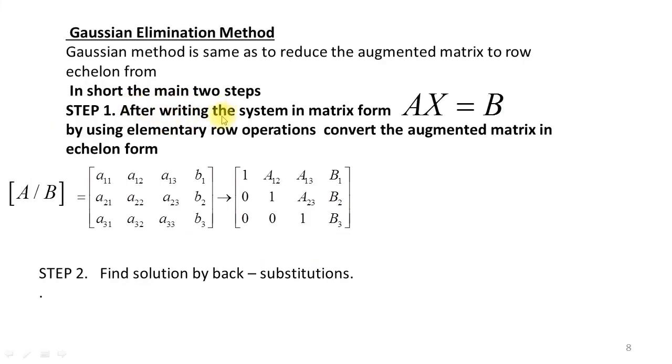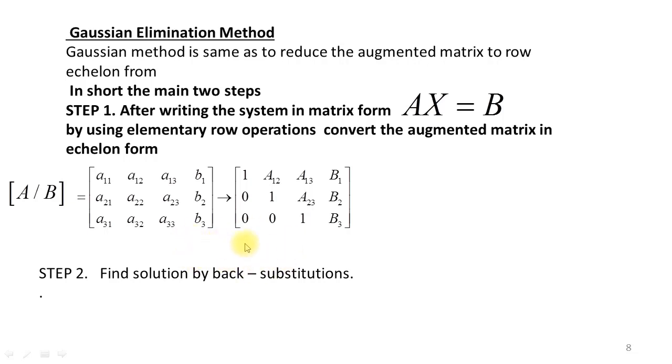So in short, the procedure for the Gaussian elimination method, dear students, note that the Gaussian method is the same as reducing the augmented matrix to row echelon form. When we are required to find the solution of a system of linear equations by the Gaussian elimination method, it means that first write the system in matrix form, then take the augmented matrix and reduce it to row echelon form. This is the first step of the procedure. And at the second stage, find the solution of the system from the echelon form by using back substitution.